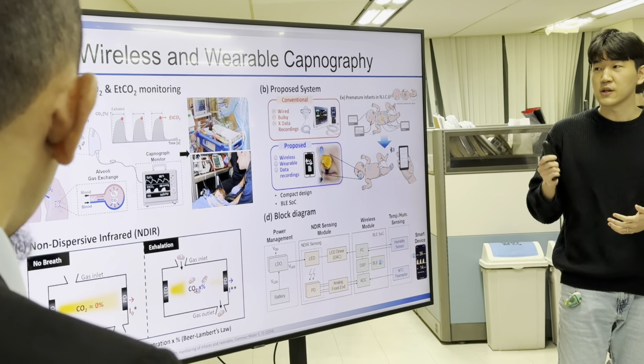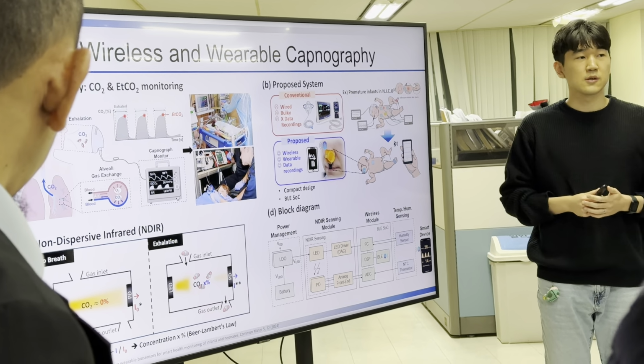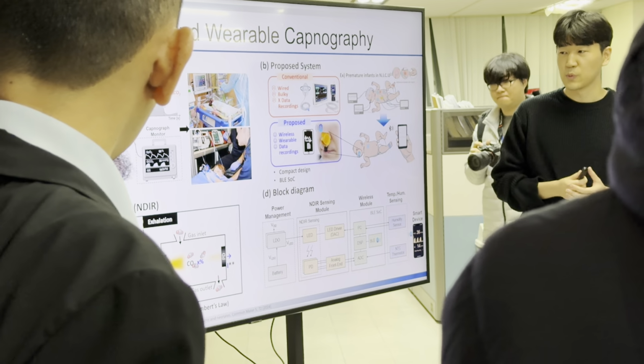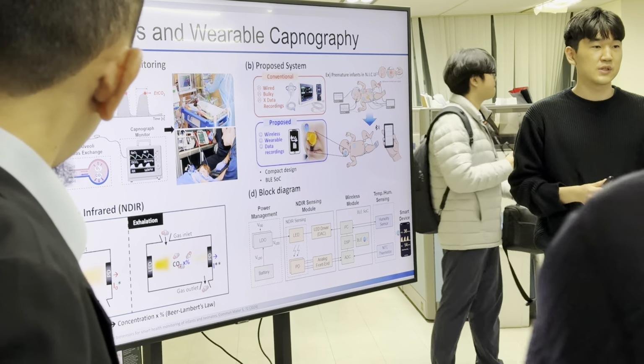However, current capnography systems have two key limitations: their bulky size and the requirement of external cannulas. These limitations are particularly problematic in neonatal monitoring due to possible skin damage and complication in usage. Therefore, we developed a wireless and wearable capnography system with data recording, with a compact design, using a BLE SoC and a smart device.